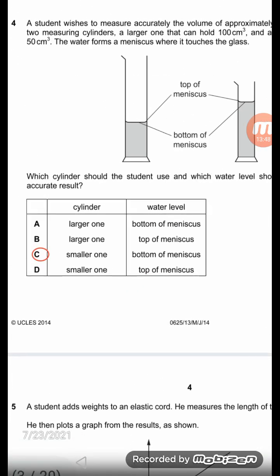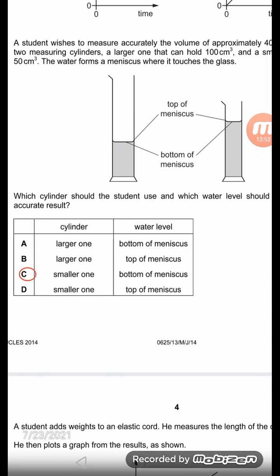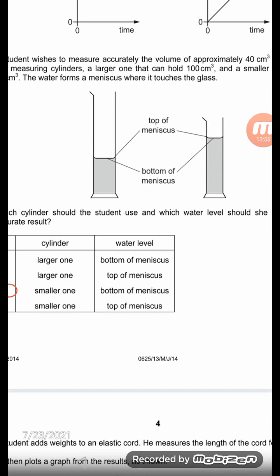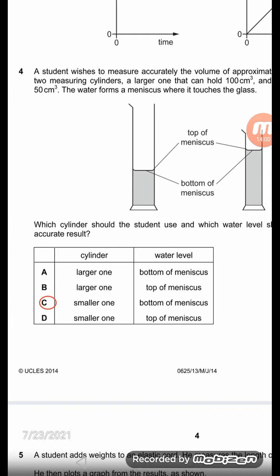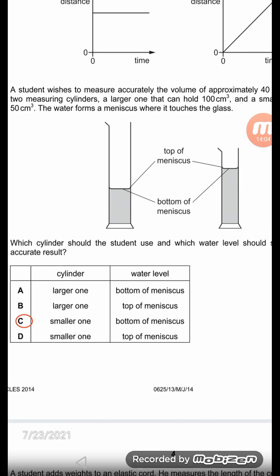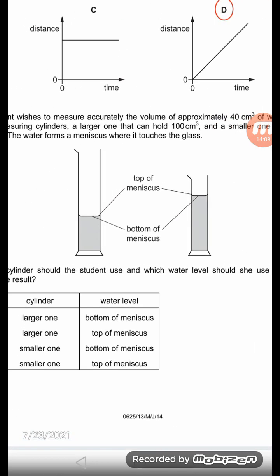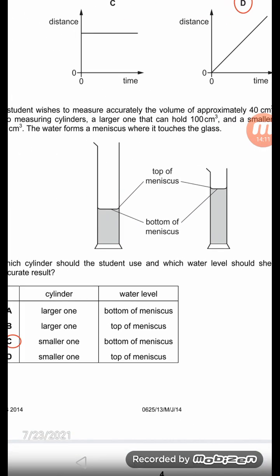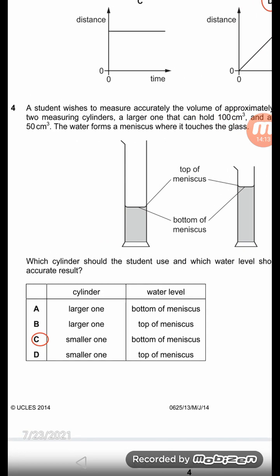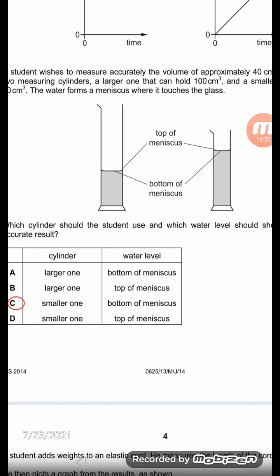This one is also a pressure question, but see, there are two measuring cylinders given. A student wishes to measure accurately the volume, maximum 4 centimeter cube. She has two measuring cylinders, a larger one that can hold 100 and a smaller one that can hold 50. The larger can hold 100 and the smaller will hold 50.